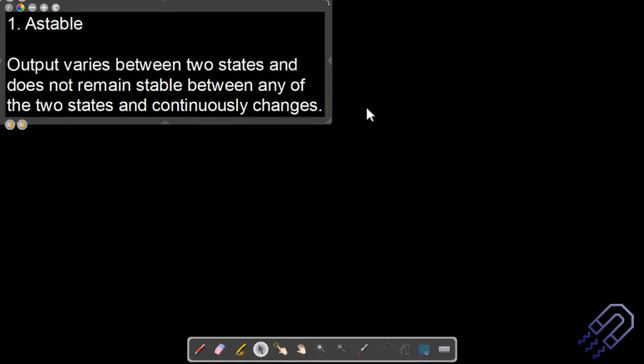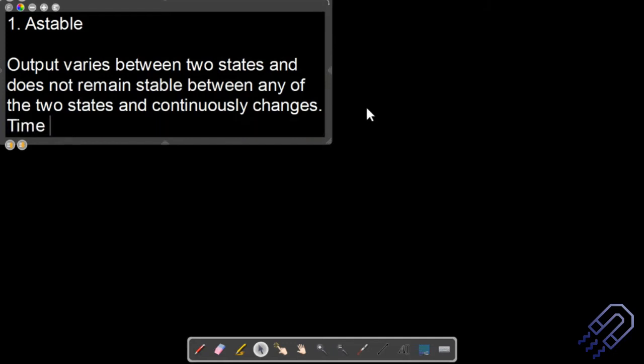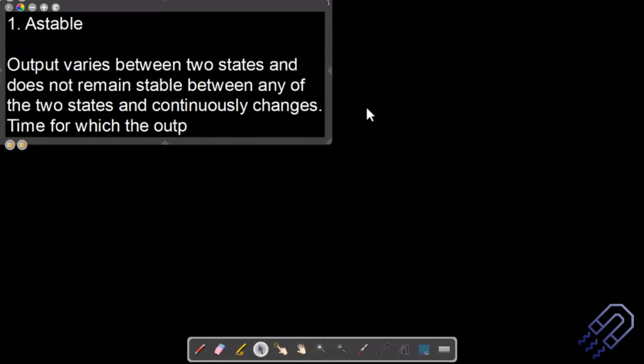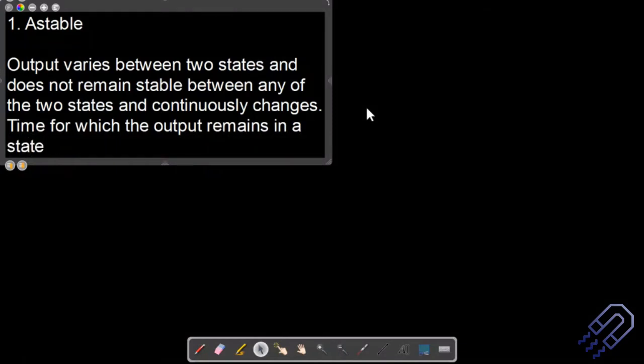Okay, it is all dependent on how the circuits are made, and this is actually a very important part of it. Say the time for which the output remains in a state can be decided by passive components.